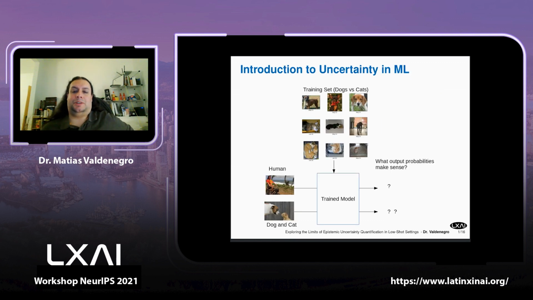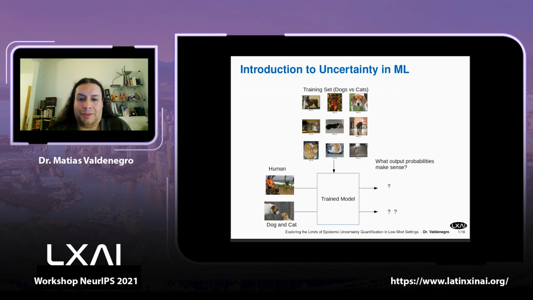So let me start with a small introduction about uncertainty in machine learning. Let's imagine that we have a model trained on a training set of dogs versus cats, which is a standard benchmark now. This model outputs some softmax probabilities. Now, what happens if you give it an image of a human? What should be the output probabilities in this case? Because of course, a model trained on dogs versus cats cannot recognize humans.